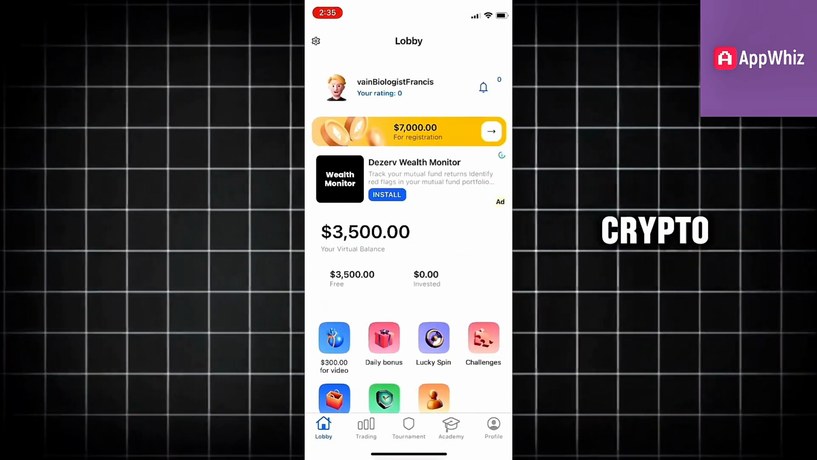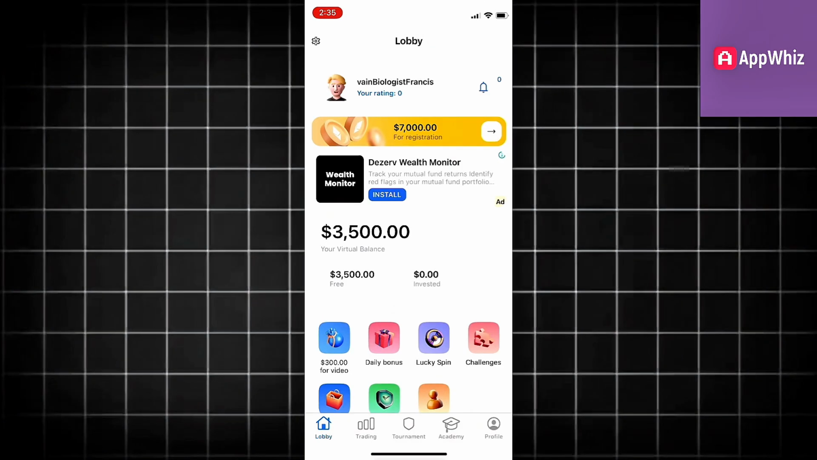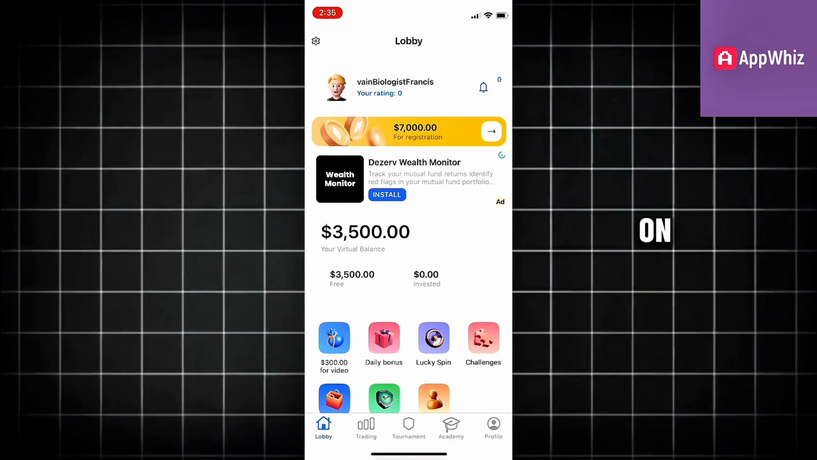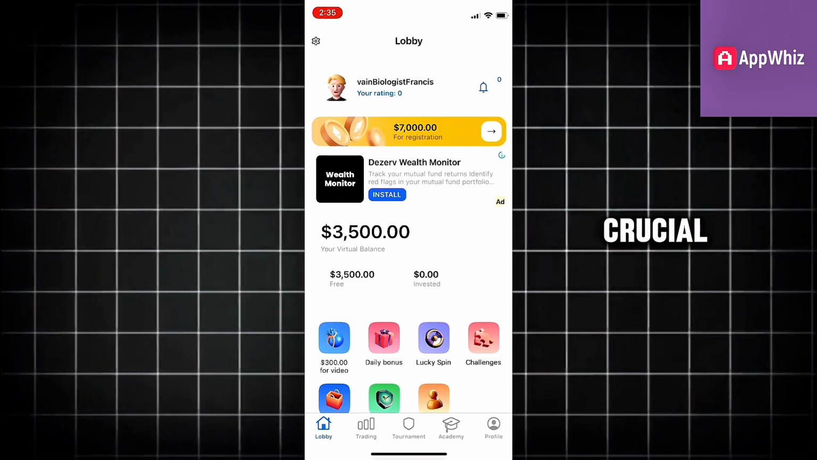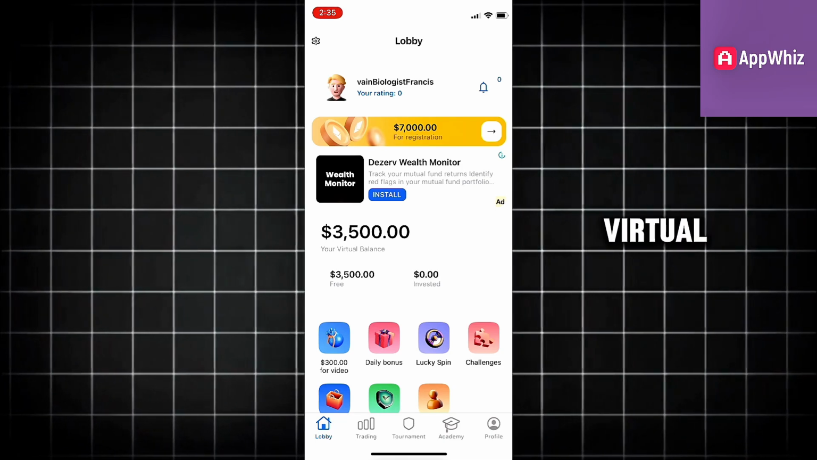First of all, launch the Crypto Guru app on your device. You might notice a balance displayed on the main screen. It's crucial to know that this balance is virtual.